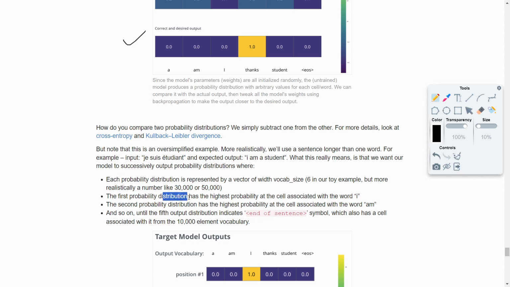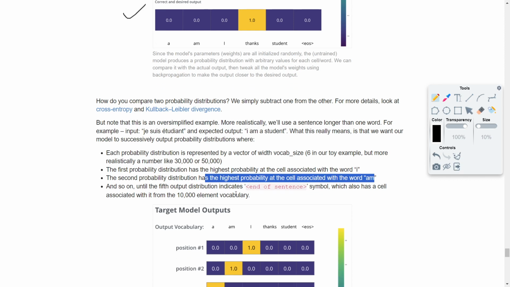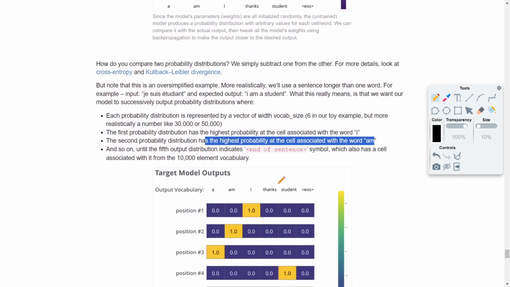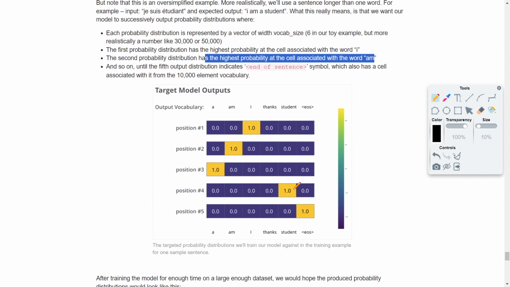And then the first probability distribution has the highest probability at the cell associated with the word I. The second is the highest with am, and so on. So he is trying to make us understand the scale at which we are doing these computations in the real transformer models.